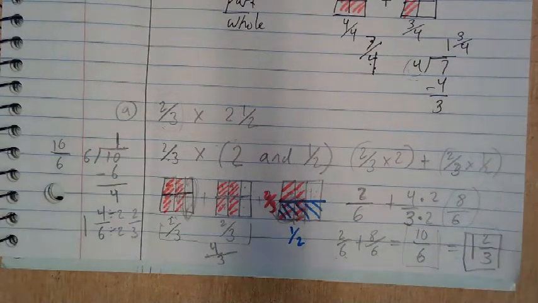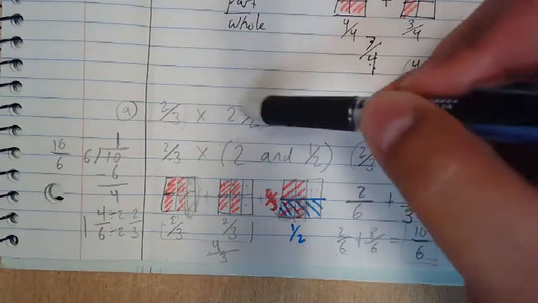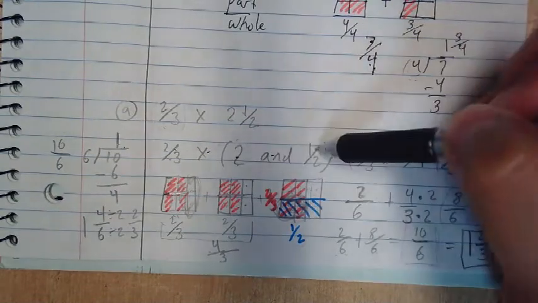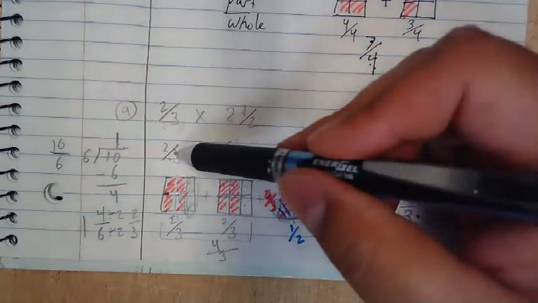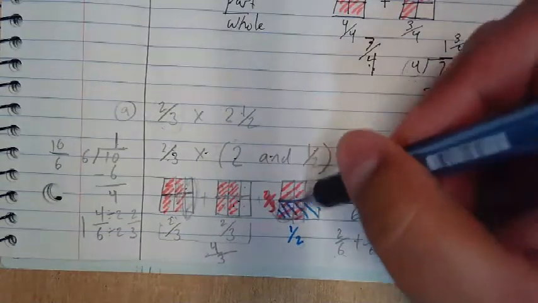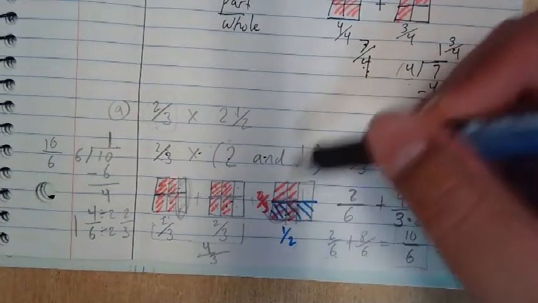Alright, now, I'm not going to ask you to draw for all of them. That'll take forever. But I do want you to understand the process. Okay? I want you to actually understand what you're doing. Let's review real fast before I move on. 2/3 times 2 1/2. I drew 2/3 twice. 1, 2, 2/3, 2/3. And I drew 2/3 again. But this time I said, hey, I want half of that.